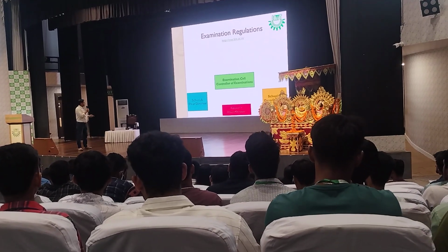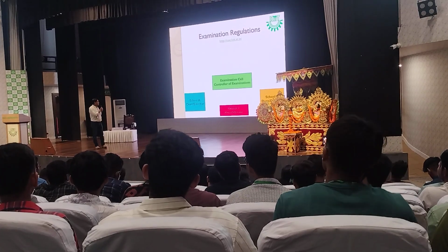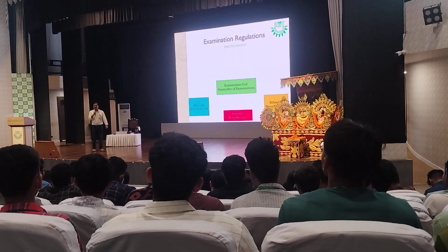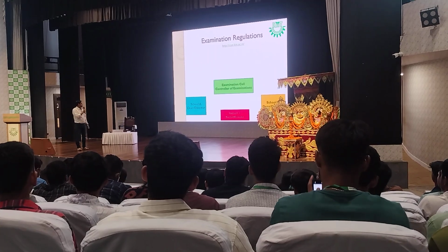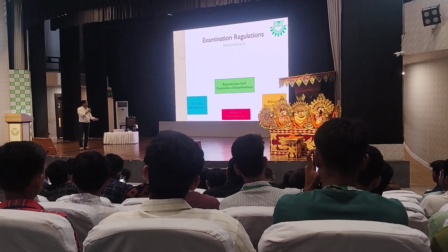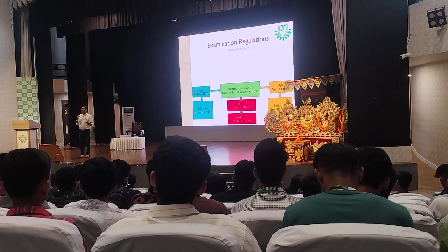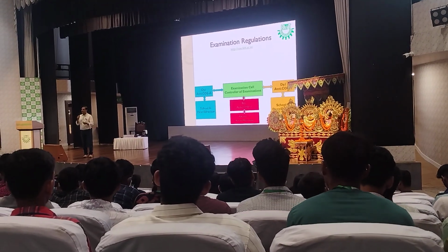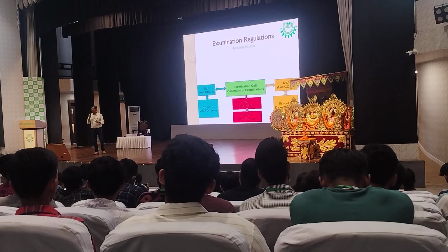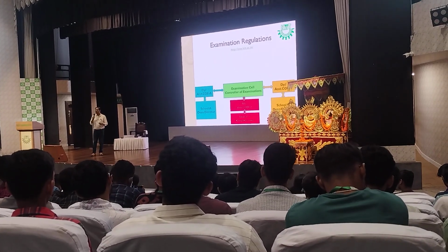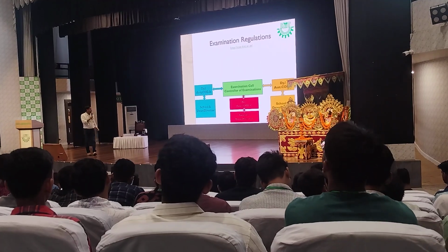In fact, in our university there are several schools, 28 schools in fact. Each school is headed by a dean, director, director general, or associate dean, and there is a central examination cell. To have an interface between the school and the central university, each school has a deputy or assistant controller of examination, whose work is to act as an interface between the university and the school.